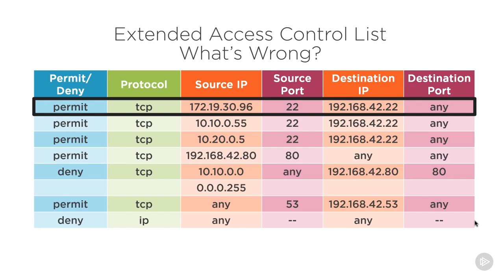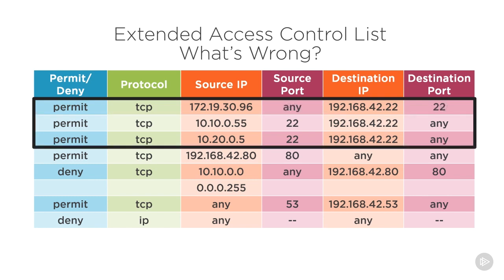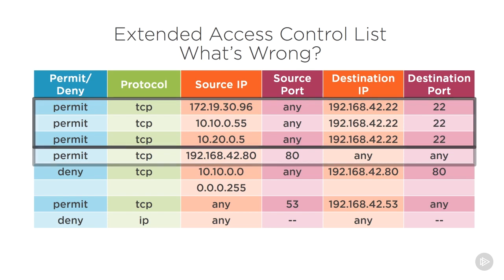So let's correct that. We'll flip-flop the source port and destination port here. And then we notice the other three rules here. We were consistent, but they were still incorrect. So we're going to flip-flop those as well. So now we've made our destination port 22, which is what SSH is listening for on our server at 192.168.42.22.